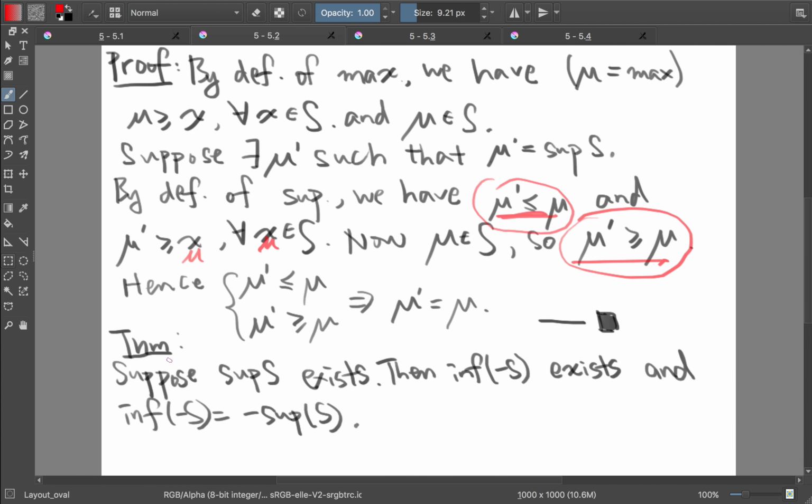After finishing this, we have another theorem. It says that suppose the supremum of S exists, then the infimum of negative S also exists, and the infimum of negative S is equal to negative of the supremum of S. Why is this theorem important? It's because when we're studying supremum and infimum, if we can understand the properties of supremum, we can extend these properties to infimum as well. So let's start proving it.